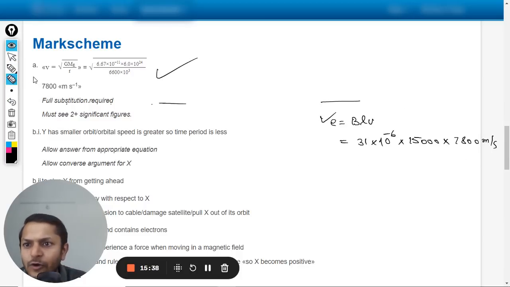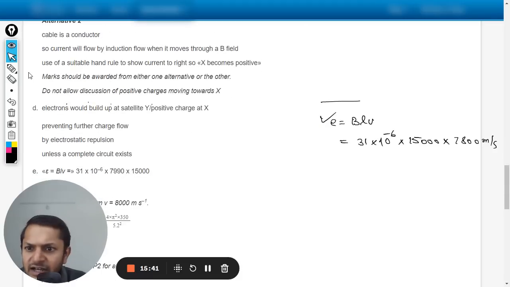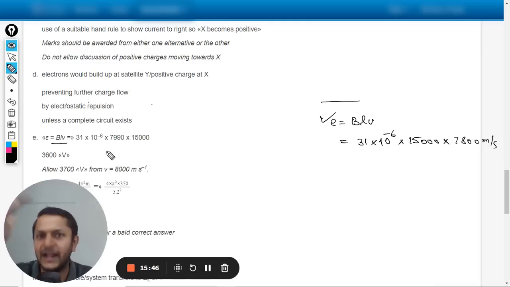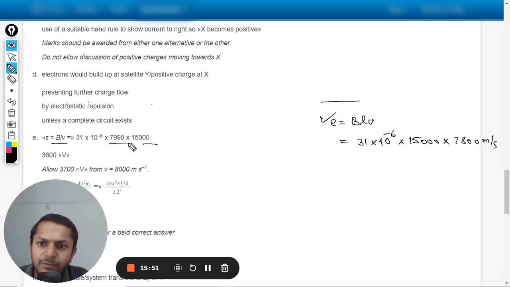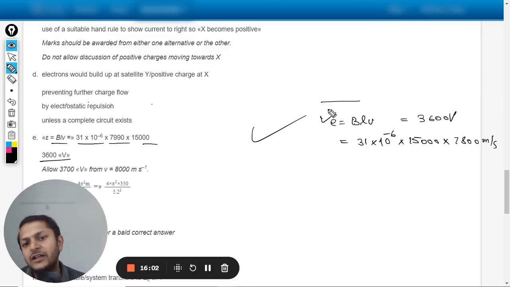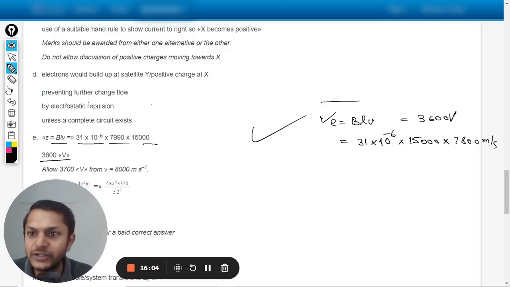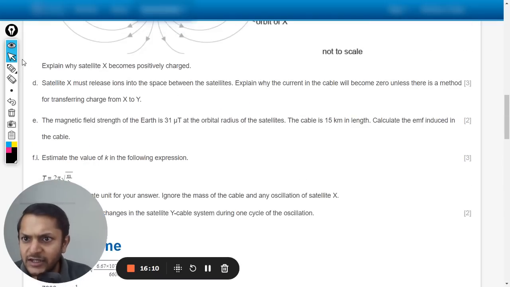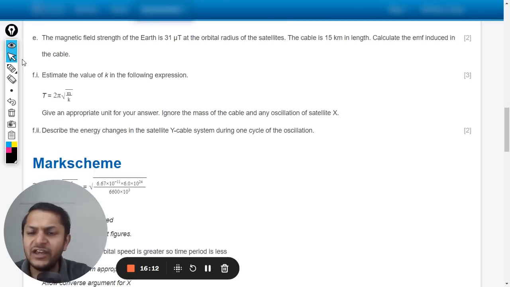So this is how we are going to find the electric field, and let us verify. Yes, we are using the formula BLV only because we can neglect the rotary part of the wire because the length is very small. BLV, and so the answer is 3600. So the answer will be 3600 volt. Fine, this is how we do this. Okay, so E is done, and we are now moving to the point F.